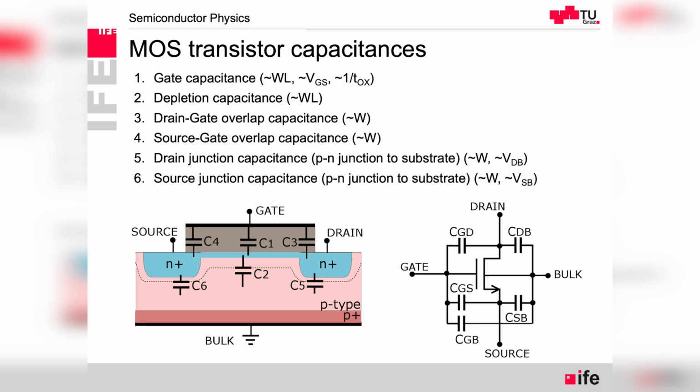Similarly, the overlap capacitance also depends mainly on the width of the transistor and how much the gate overlaps with drain and source. That's a technological property that is typically given for circuit design. We have a data sheet about the process which tells us how severe this overlap capacitance is.